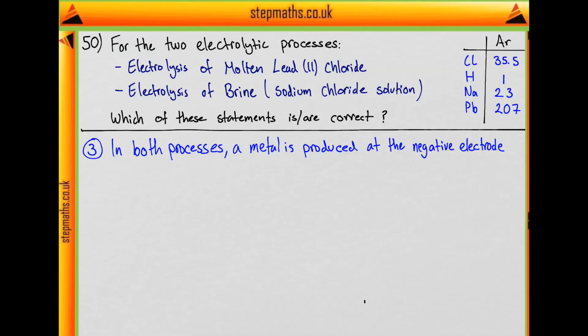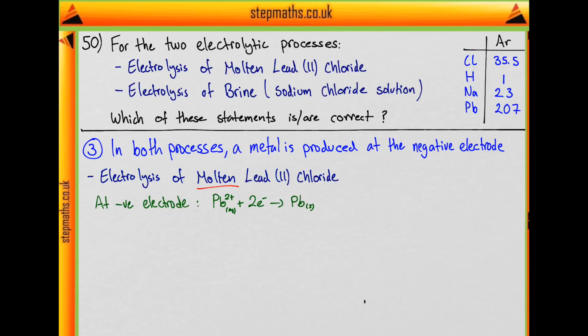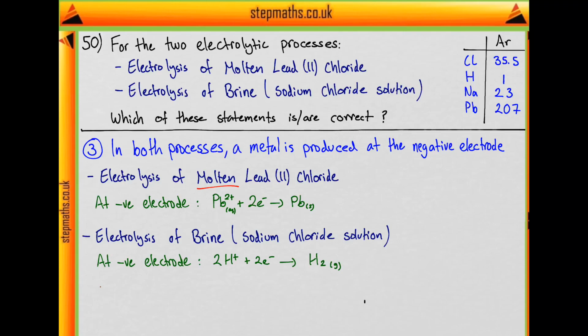Statement 3. In both processes, a metal is produced at the negative electrode. We know from the previous part that for molten lead chloride, lead metal forms at the negative electrode. However, for the electrolysis of brine, we don't have sodium forming, we have hydrogen gas forming. This is because the sodium cation is more stable than the hydrogen cation, as sodium is high in the reactivity series. Therefore, this statement is incorrect.